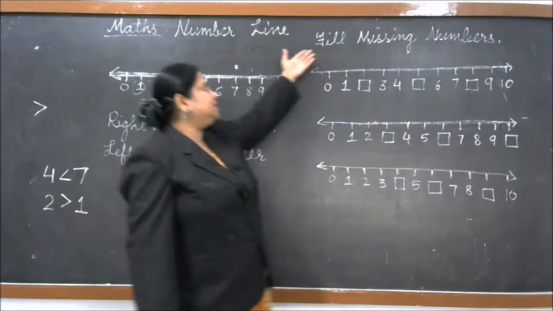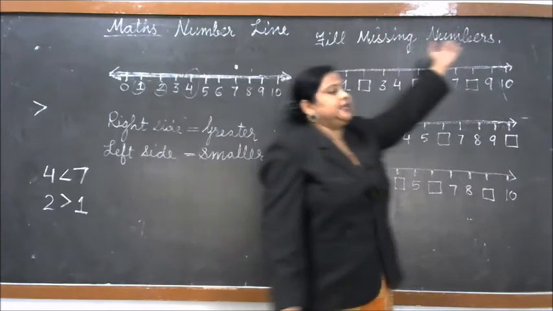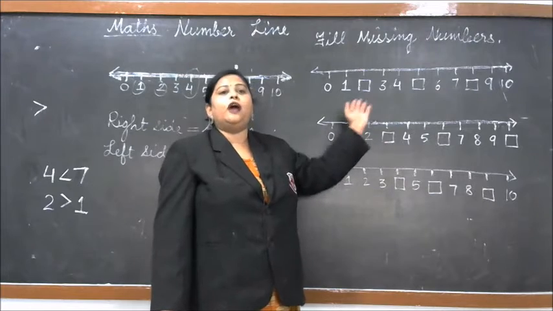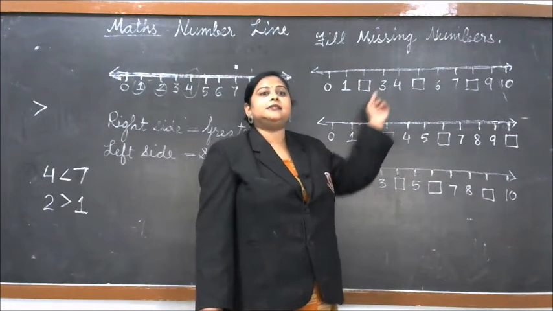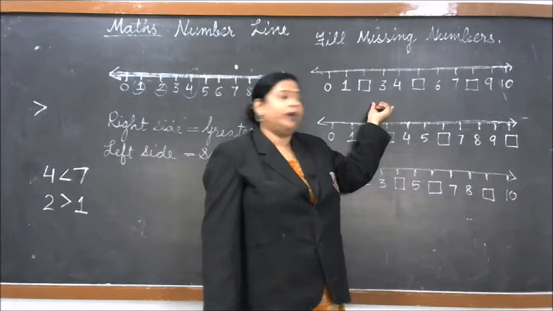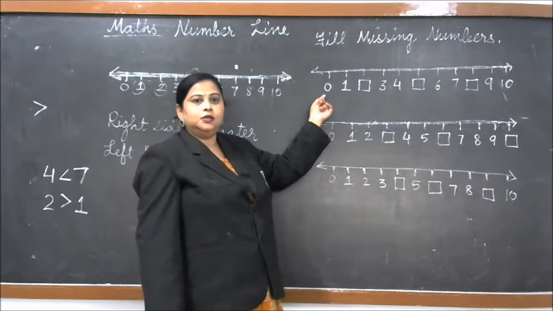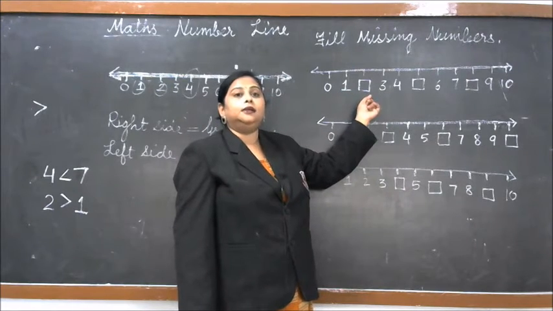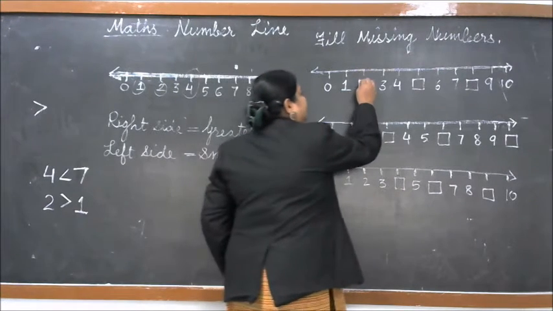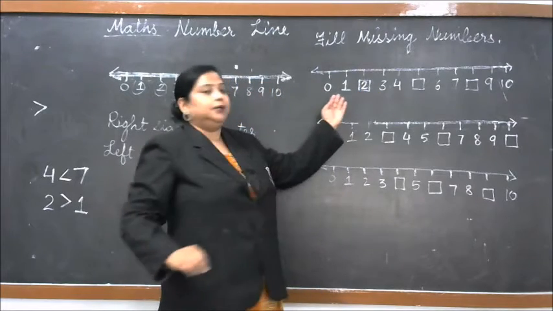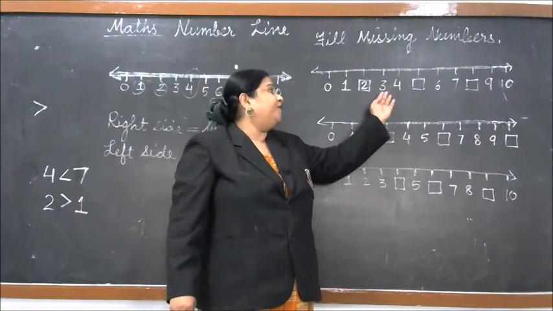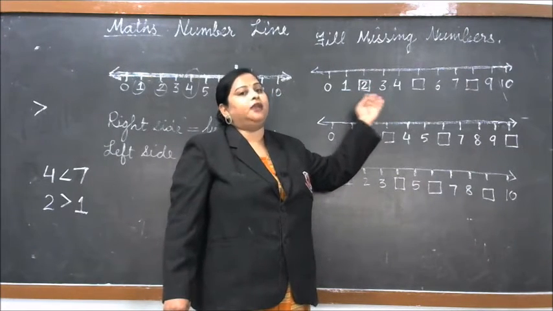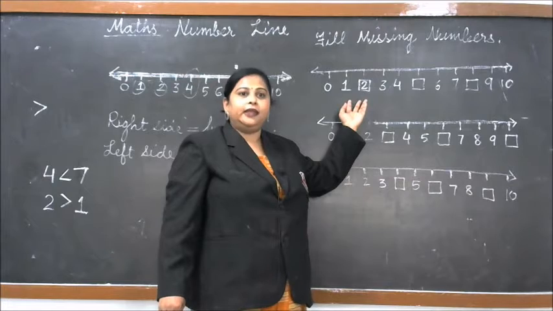Okay. Now, here see this, fill the missing numbers. Here I draw number lines and I skip the numbers. You have to tell the numbers which are coming in that blank. Okay. Here I write 0, then 1. Which number comes after 1? That is 2. Means after 1, 2 is there, and before 3, 2 is there. That means the concept of before and after number you can understand by the number line.